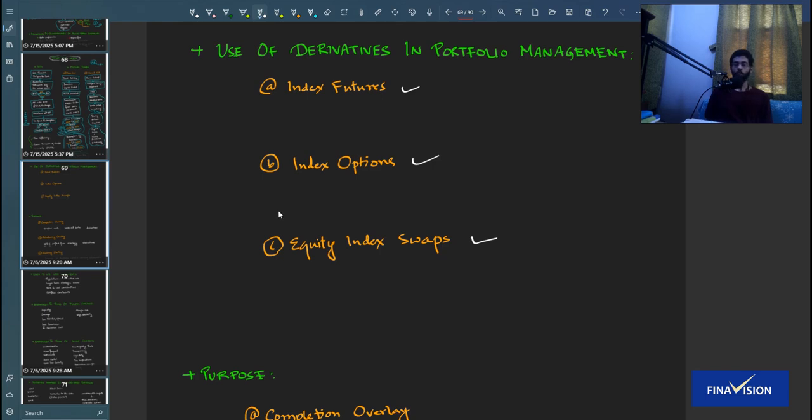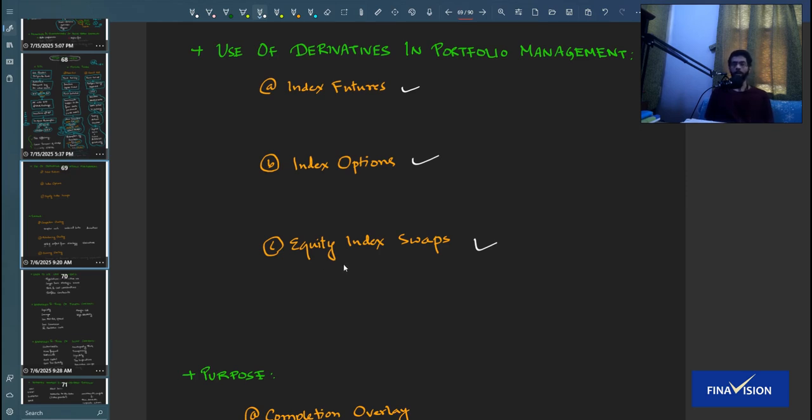So, any kind of portfolio which is benchmarked to a particular index, that index might be having its own futures and its own options. They are also listed in the exchanges. If somebody wants to create a customized derivative, one option is creating an equity index swap. On the other hand, if someone is looking to create a customized equity index swap, then that can also be done. Now, why are these derivatives used within a portfolio?